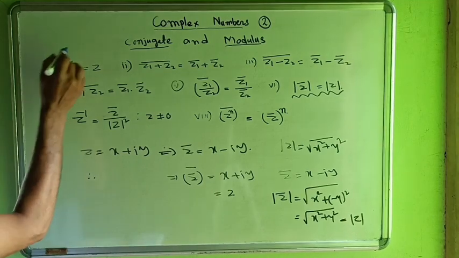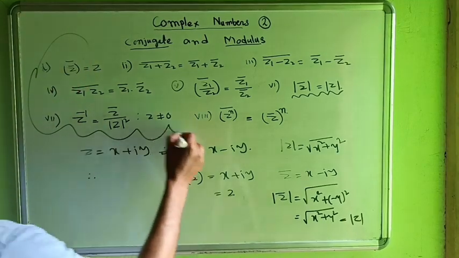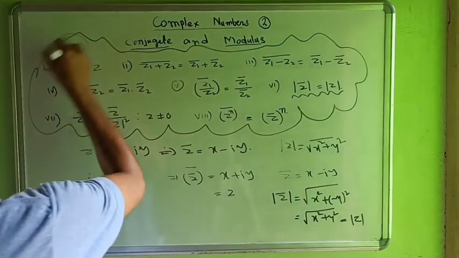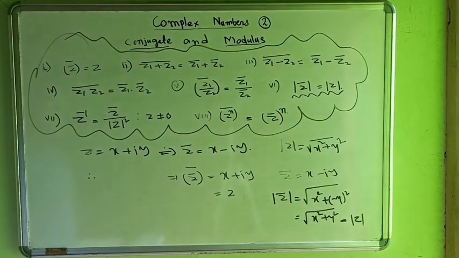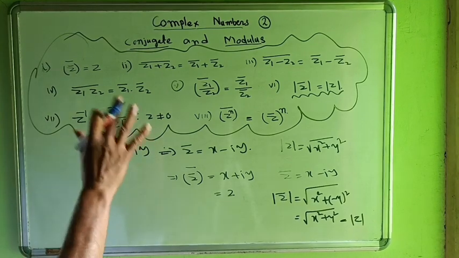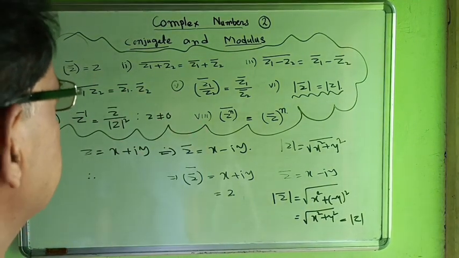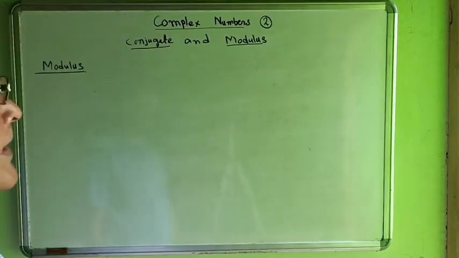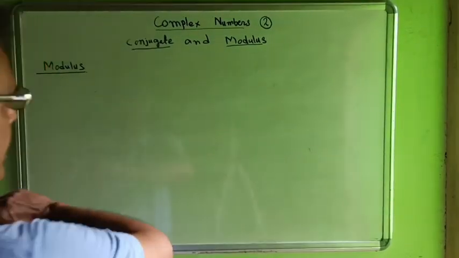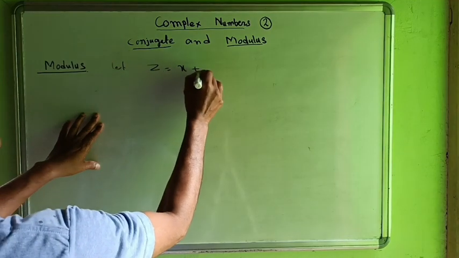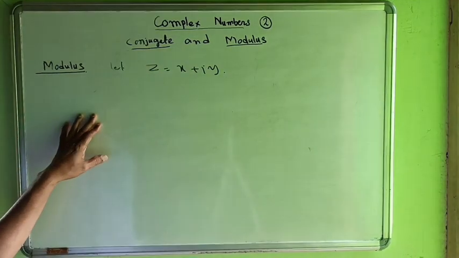These are the very important properties of conjugate of a complex number. You should remember these, by which you can solve many types of complex number problems. Now we are going to discuss modulus. What is the modulus? Let z is equal to x plus iy be a complex number.